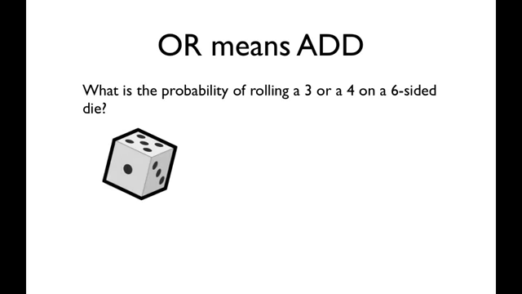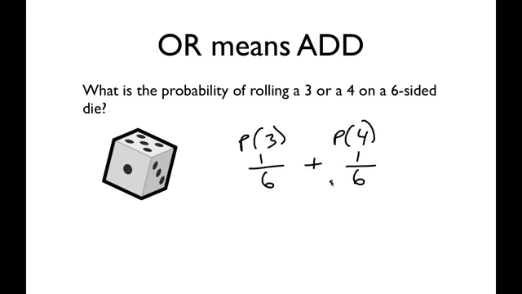Okay, what about the probability of rolling a 3 or a 4 on a 6-sided die? So you have the probability of rolling a 3 on a 6-sided die. That probability is 1/6. You have the probability of a 4. That's also 1/6. And when I say a 3 or a 4, so either one will be okay, I add those two together and I get 2/6 or 1/3.